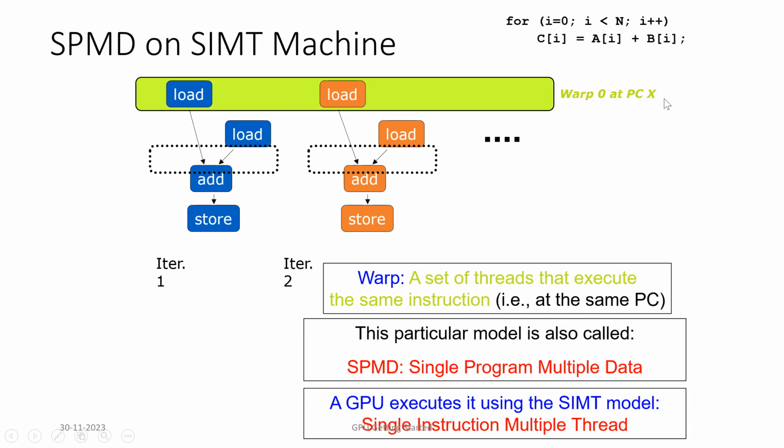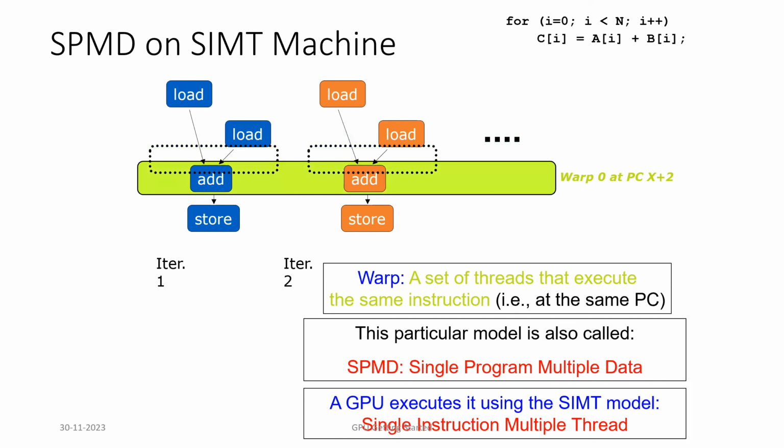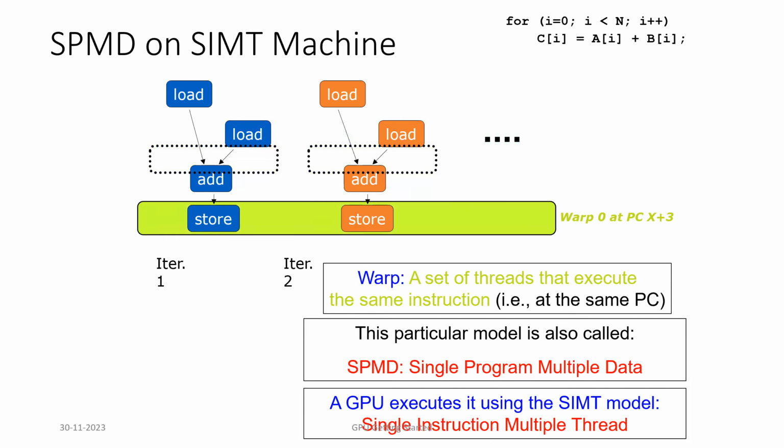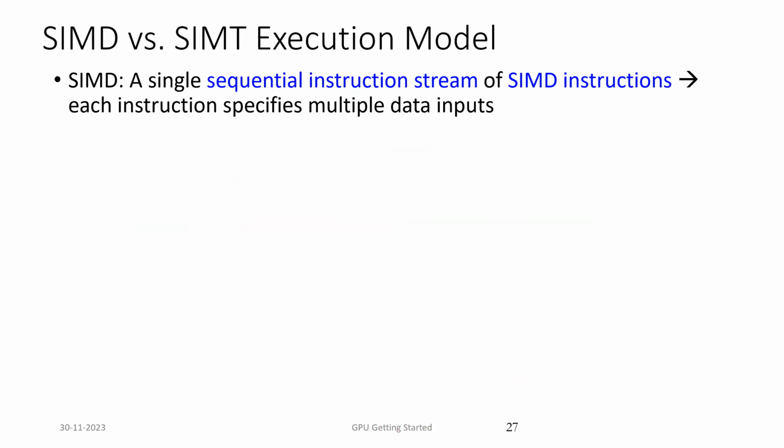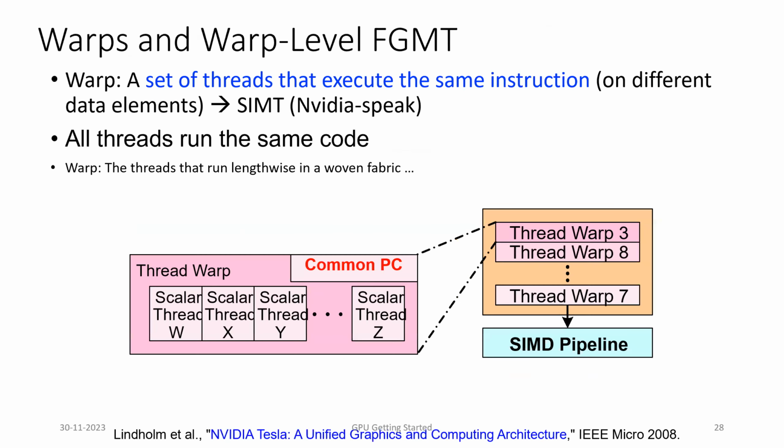The instruction at PC, the program counter or the address of the instruction, which is X here, will be executed. Then after that, the entire warp will move to the next instruction, which is PC X plus 1, then X plus 2, then X plus 3, so on and so forth. So all the threads in the warp will execute the same instruction, but on different data items. Okay. Now, in interest of time, I'll skip this.